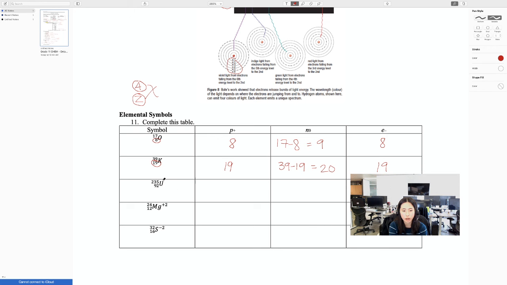For uranium, which is U, the number of protons is 92. The number of neutrons is going to be 235 minus 92, because it's the atomic mass minus the atomic number, which gives you the number of neutrons.